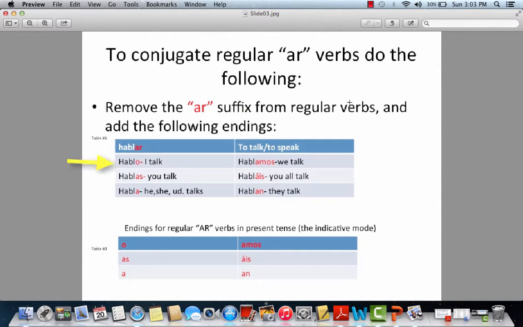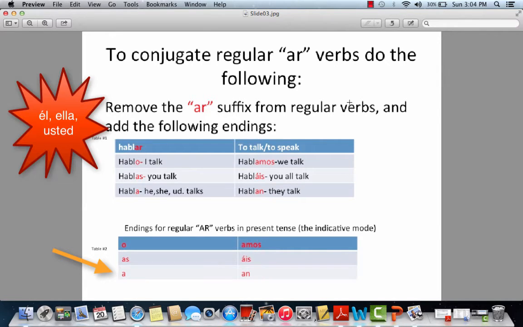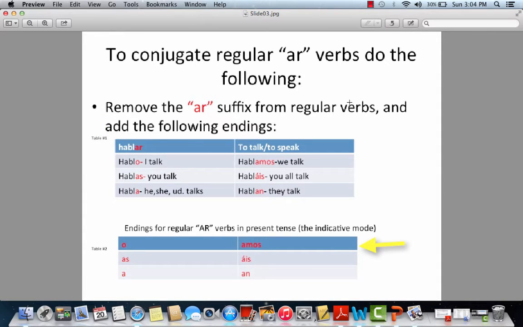The ending O stands for I. Hablo, I talk. The ending AS stands for you. Hablas, you talk. The ending A stands for the third person, he, she, or usted talk. The ending amos represent the we form, hablamos, we talk.